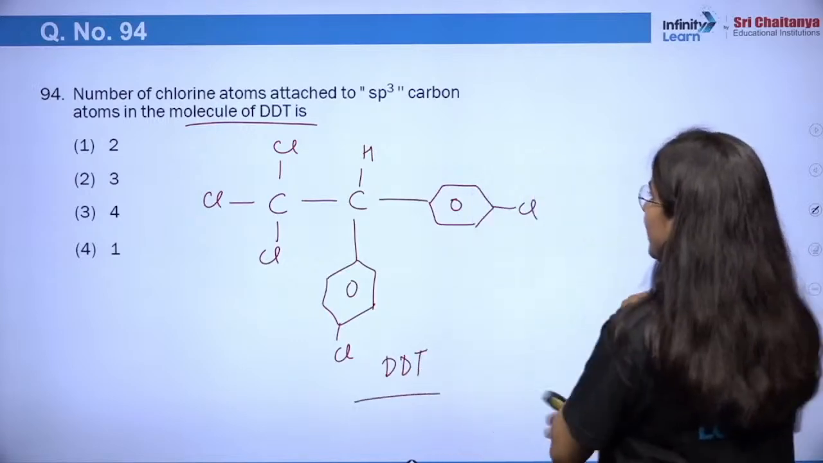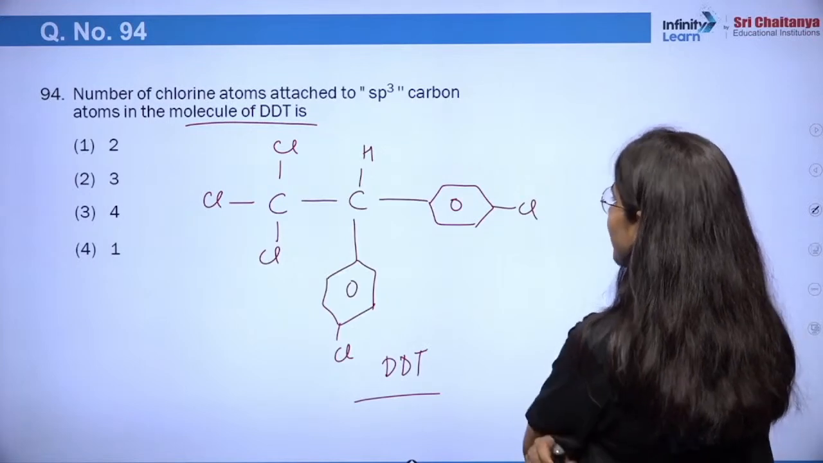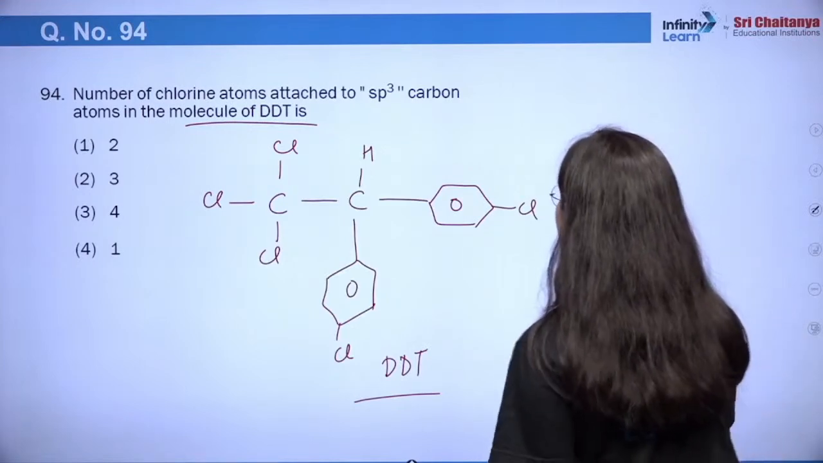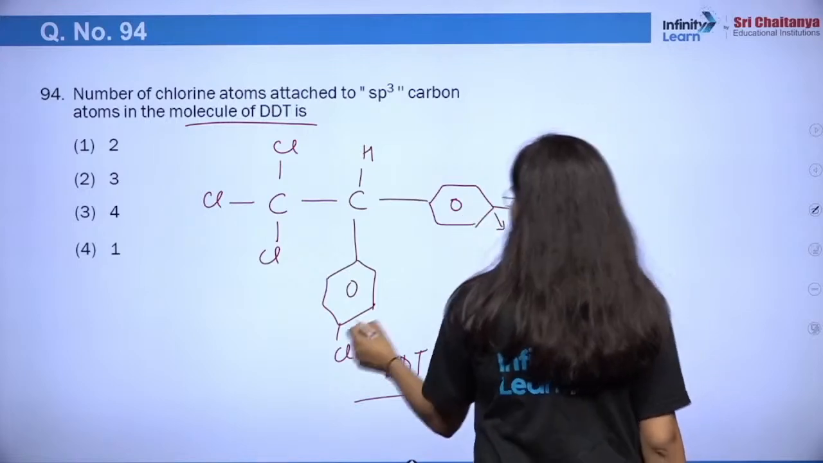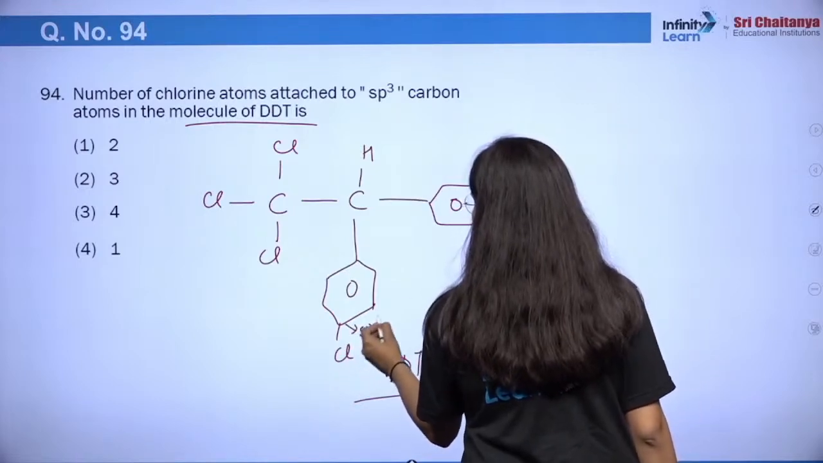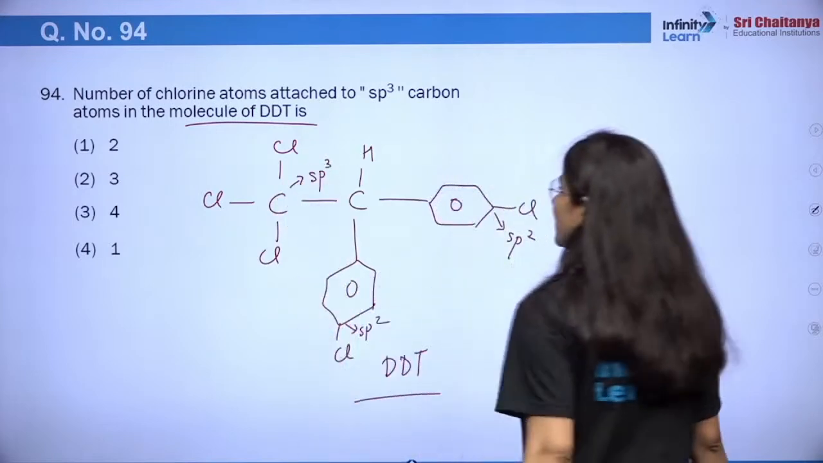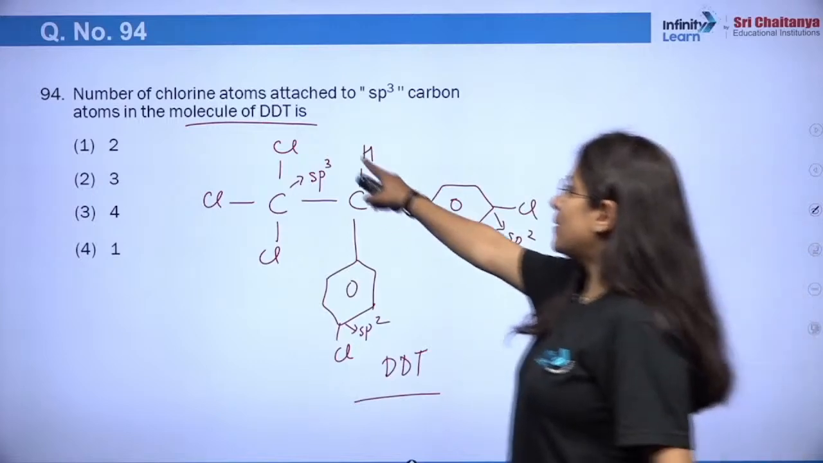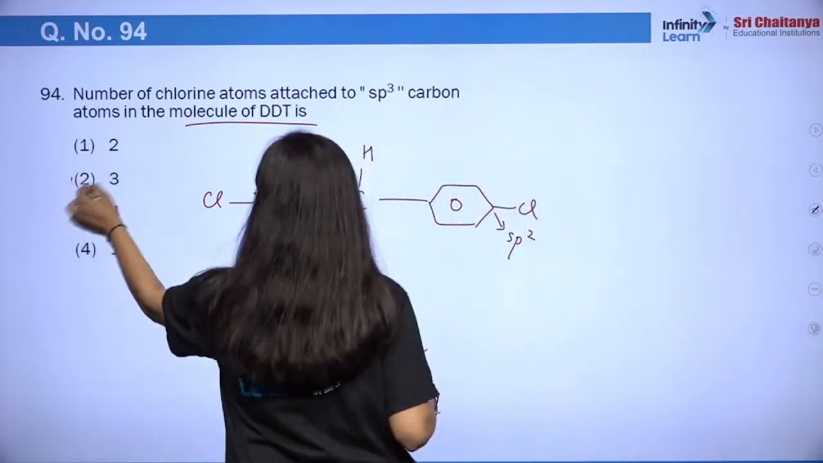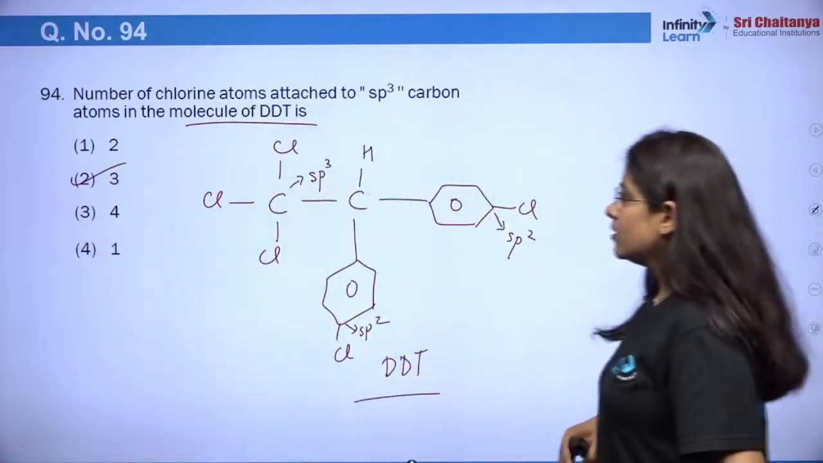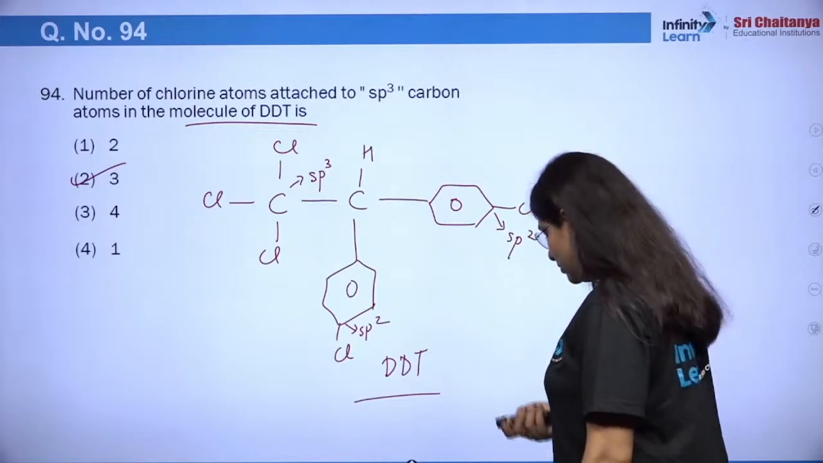Now we need to identify the number of chlorine atoms attached to sp3 hybridized carbon. So sp3 hybridized carbon, this is sp2, this is also sp2, this is sp3. So what has to be my answer? To this carbon, how many chlorine atoms are attached? 3. So my answer is option number 2. That is 3.